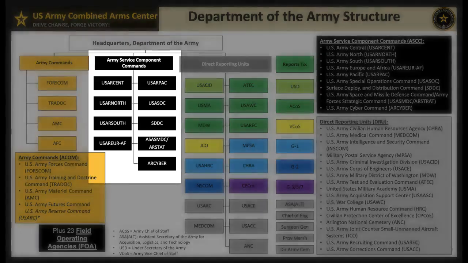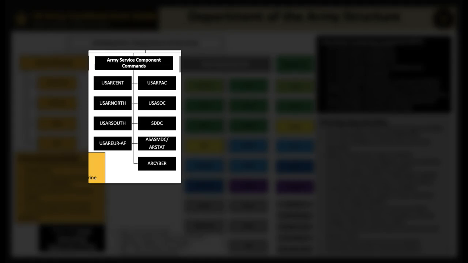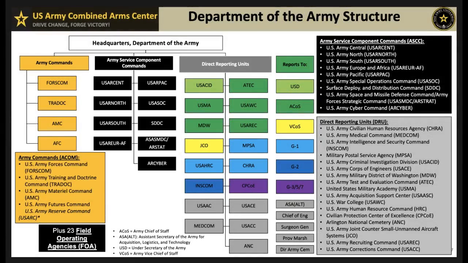ASCCs hold a pivotal dual-hatted role within the Army. They are assigned to the combatant commanders, receiving operational direction and authority. The authority wielded by combatant commanders is called COCOM. Simultaneously, they maintain administrative control, or ADCON, from the Department of the Army, handling personnel, logistics, and other support functions. This unique structure positions ASCCs as vital links between the strategic and operational levels, ensuring mission accomplishment and force readiness.